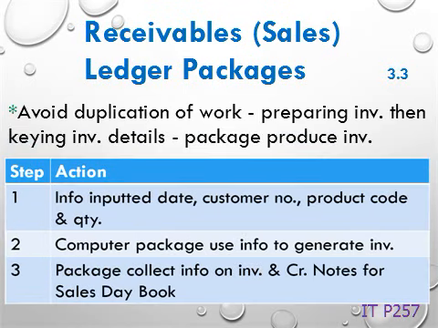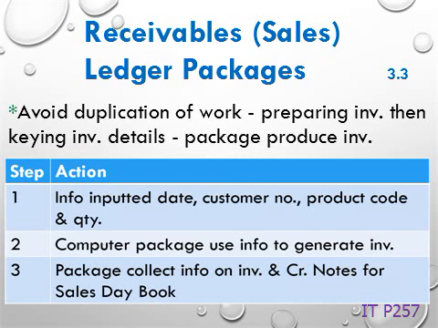Most businesses would like to avoid duplication of work, preparing invoices, then keying in the invoice details, so some accounting packages will produce invoices themselves. Step 1. Certain information needed for an invoice will be inputted, such as the date, the customer number, the product codes and the quantity. Step 2. The computer package will use the information and generate an invoice.